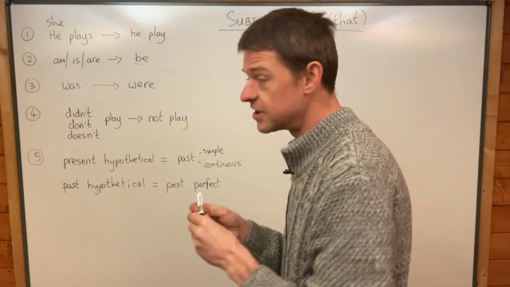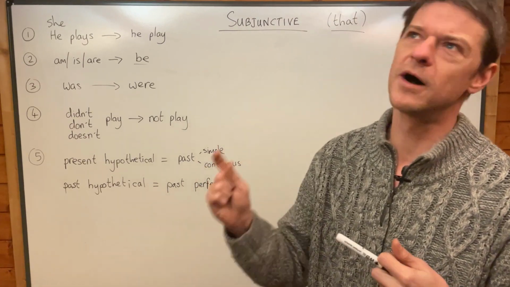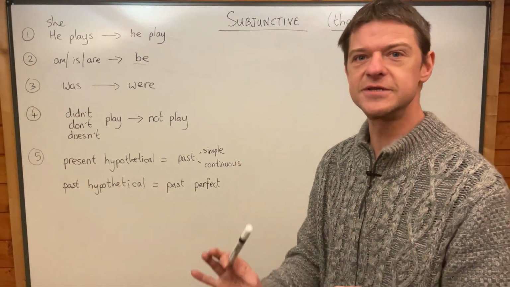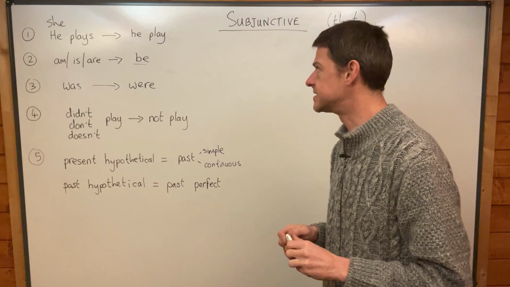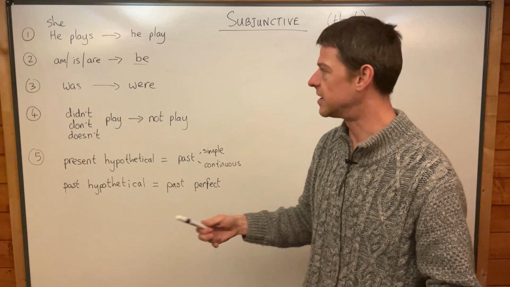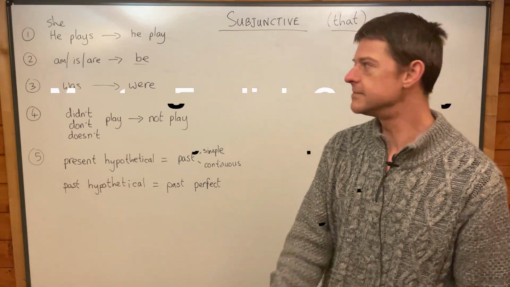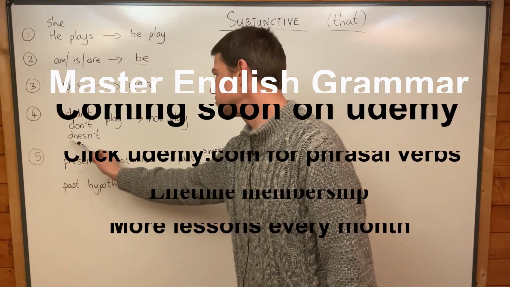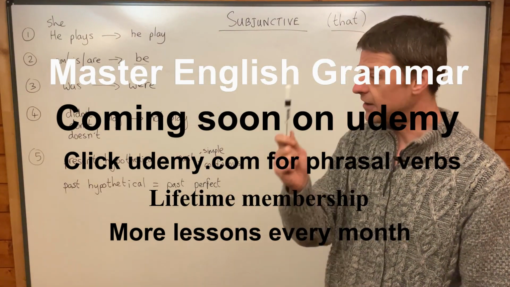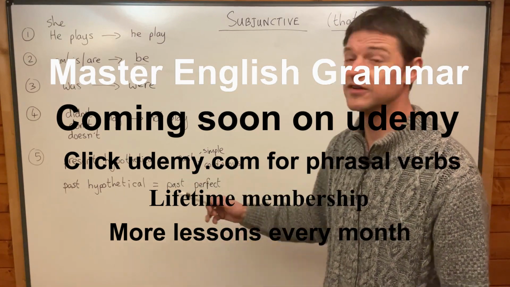Okay, I wanted to just mention a couple more things with subjunctive, because when you're teaching English, you very often forget one small nuance, and I forgot number 4, and I don't want to forget anything. I want you to know all the rules with subjunctive. So we've already mentioned that he or she plays goes to he play in subjunctive, am, is, are goes to be, was goes to were, but I didn't mention that didn't mention, don't mention, doesn't mention goes to not mention in subjunctive.